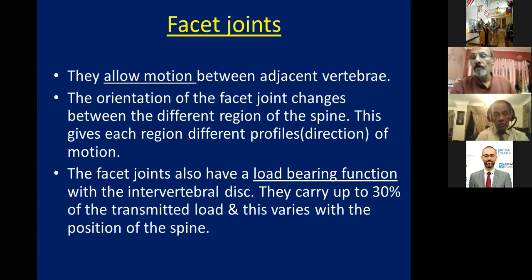Now the facet joints allow motion between adjacent vertebrae. The orientation of the facet joint changes between the different regions of the spine. This gives each region a different profile and direction of motion. The facet joint also has a load-bearing function together with the intervertebral disc. They carry up to 30% of the transmitted load, and this varies with the position of the spine. As we mentioned before, with forward flexion, the facet joint can carry more than 30% of our load.